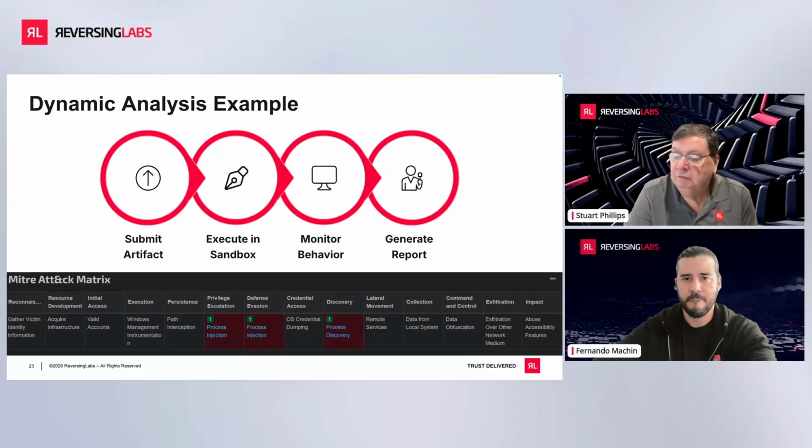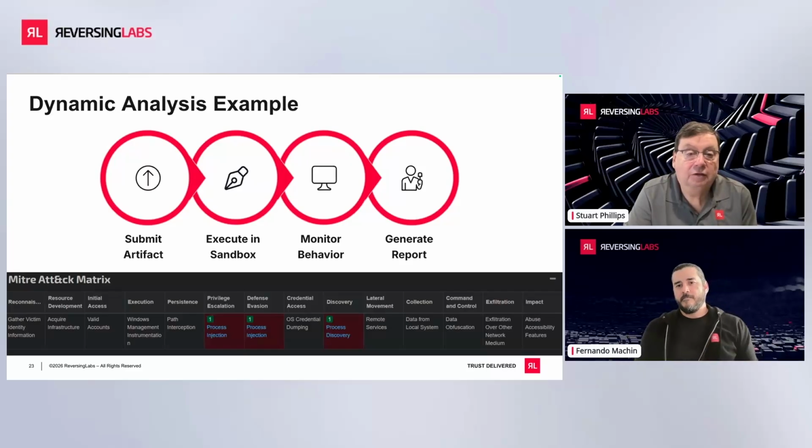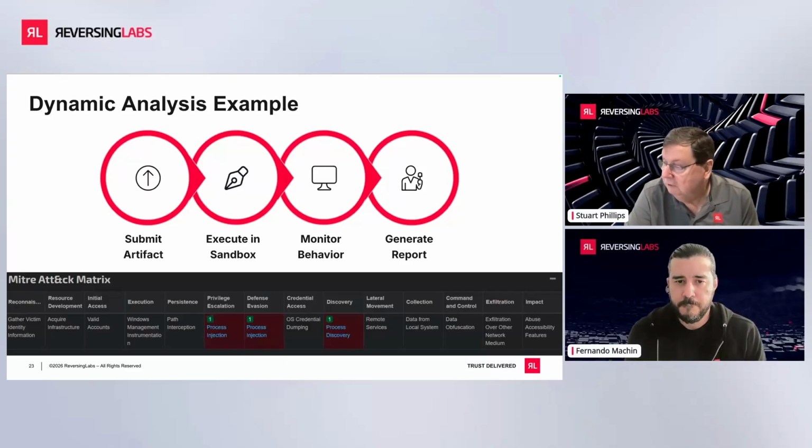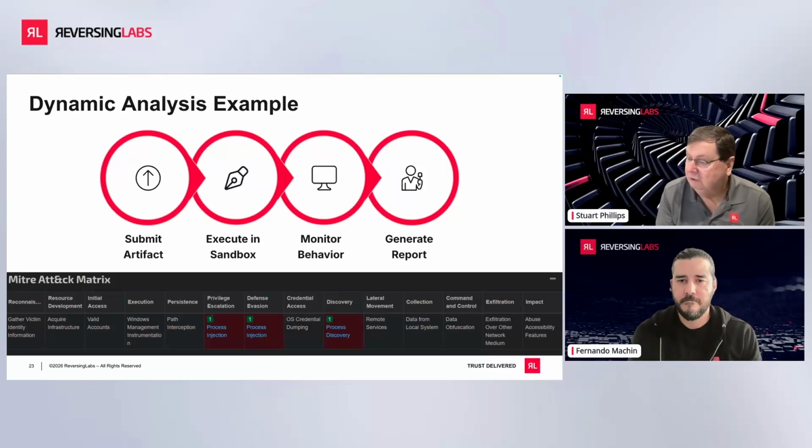And did you see that when you were at MITRE, right? You worked a lot on this type of thing. MITRE's one of the nicest things I like because it's so easy to explain to people, especially non-technical people, what is actually going on.